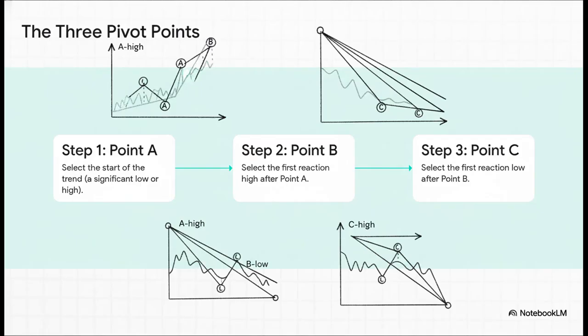So to draw a pitchfork in an uptrend, you need these 3 points. Point A is that big, significant low where the whole trend kicks off. Point B is the very first peak the price makes. And point C is the pullback or the low that follows that first peak. And of course, for a downtrend, you just flip it upside down and start with a major high.